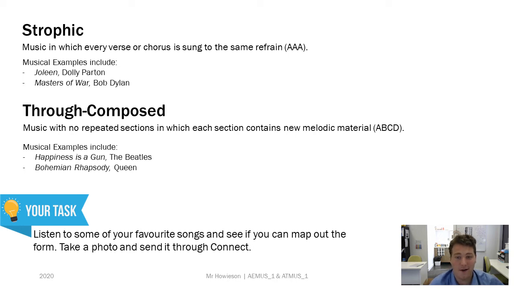The opposite of singing the same thing over and over again is changing it up. So you have through composed, or music with no repeated sections in which each section contains new melodic material. Have a listen to the two examples below, Bohemian Rhapsody, try and sing along.